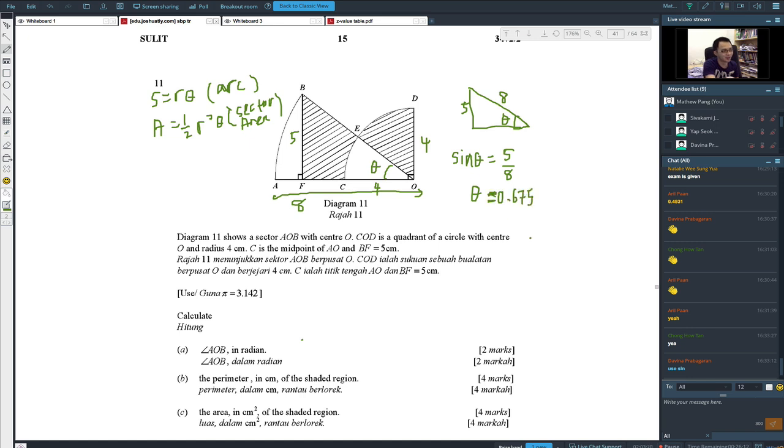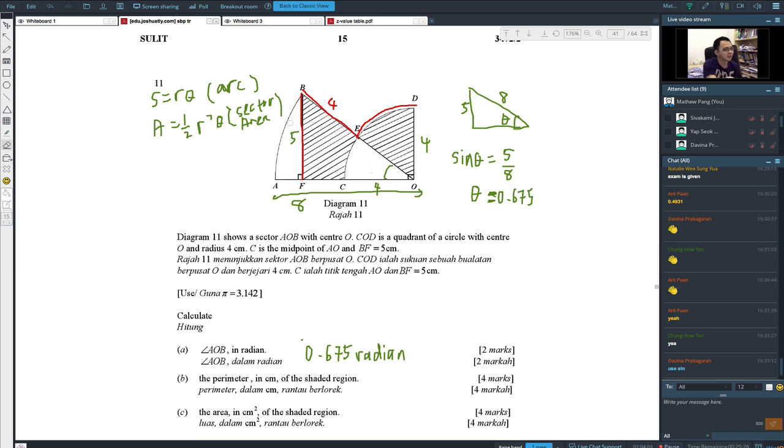Alright, then the next one, the perimeter of the shaded region. Basically you need to find this length, which is 5. No need to find it, you already have it. This one is just 8, the whole length. OB is 8, this one is 4, so this is 4. Then you need to find the arc length, this one. This is S equals R theta. Let me erase it. I write the value inside, it's easier. If you know this is 0.675, you can easily know this one.